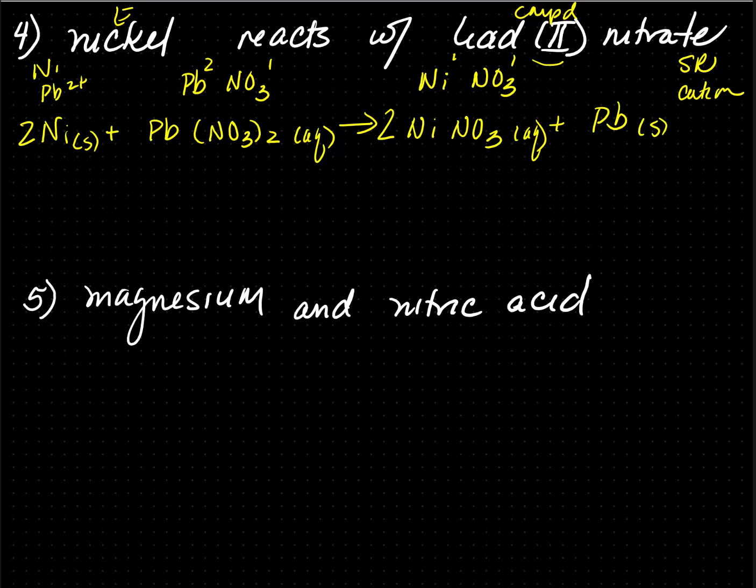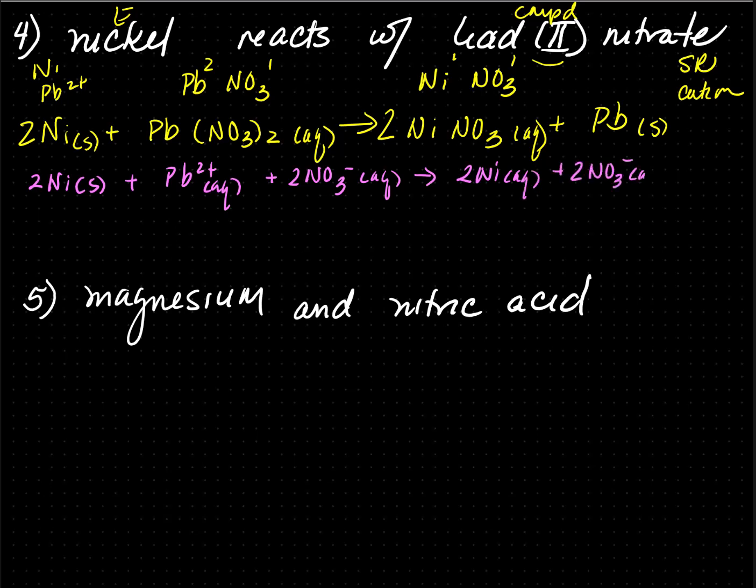What we just wrote was the molecular equation. Now we're going to write the complete ionic equation, breaking down anything that's aqueous. The nickel cannot be broken down because it's in a solid state. The lead nitrate can be broken down into ions because it's aqueous: 1 Pb2+ (aq) and 2 nitrate ions (aq). This is going to yield 2 Ni+ (aq) because it's aqueous, plus 2 nitrates (aq), and then the lead cannot be broken apart because it's solid. We just wrote the complete ionic equation.